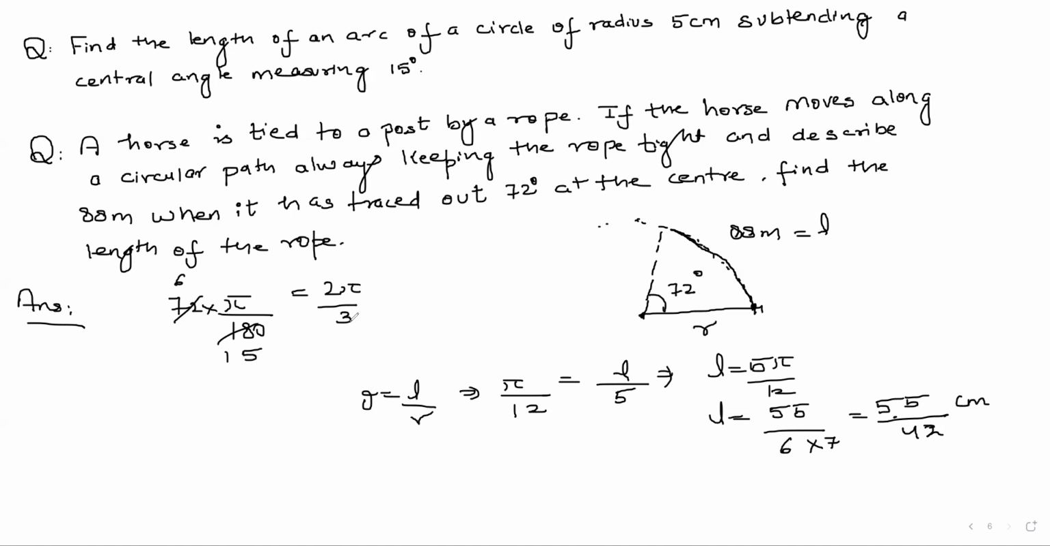Has it been completed? Sir, 1 minute. It's 2 pi by 5. Okay. Sir, yes sir, 70 came. Okay. Very good. Then we will start the next topic.